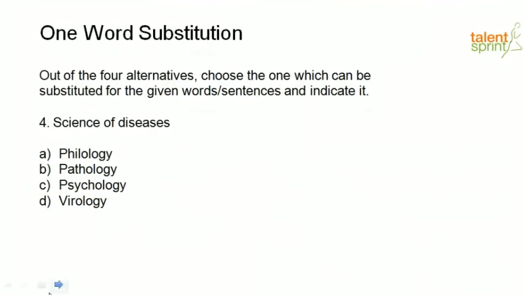Signs of diseases. Four options here, right? The first option, option A, is philology. Option B is pathology. Option C is psychology. Option D is virology. Some of it you might already be aware of, right? For example, psychology, I'm guessing you should be familiar with that. It's a science that deals with mental processes and behavior. Psycho again comes from the Greek word, right? Psycho means mental.